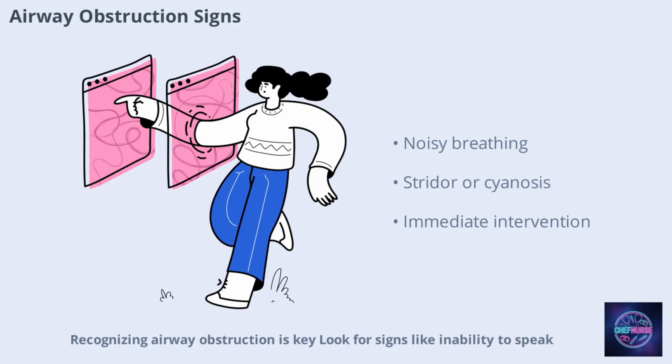Recognizing airway obstruction is key. Look for signs like inability to speak, noisy breathing, stridor, or cyanosis. On the NCLEX, these symptoms mean you must act immediately to clear the airway. Interventions might include repositioning, suctioning, or emergency procedures. Always prioritize these actions over less urgent needs.